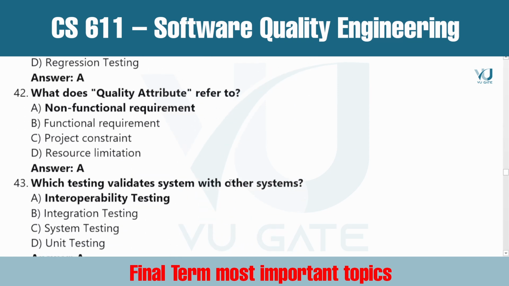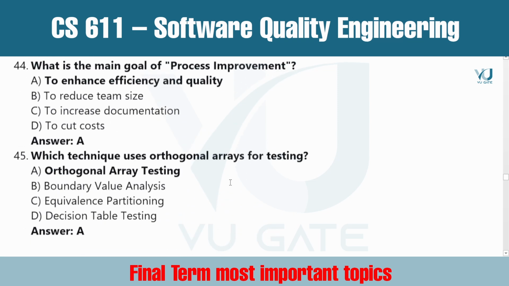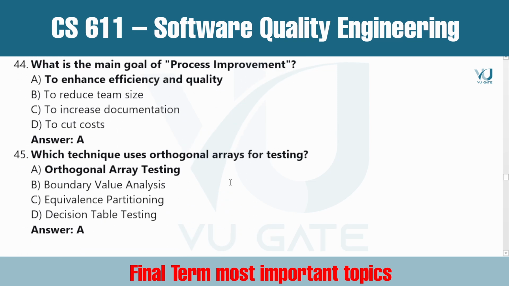Question 42. What does quality attribute refer to? The correct answer is option A, non-functional requirement. Question 43. Which testing validates system with other systems? The correct answer is option A, interoperability testing. Question 44. What is the main goal of process improvement? The correct answer is option A, to enhance efficiency and quality.